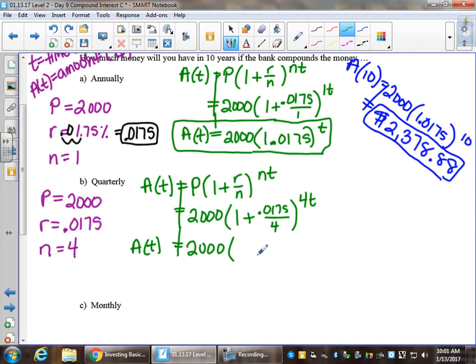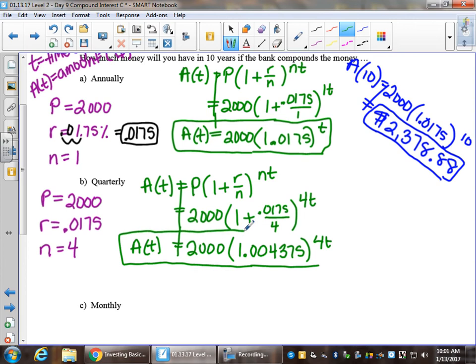What do we get? Good job. Do we agree with her? Yeah. That's our model. And as crazy as this looks, we are going to let the calculator do all of the heavy lifting. We have our model. Let's go use it.